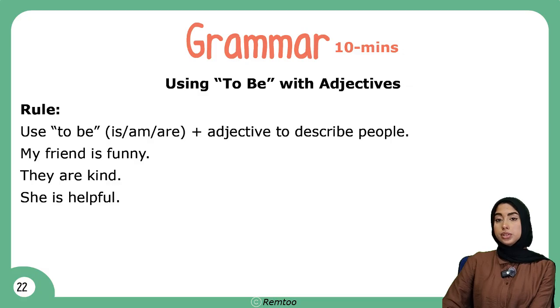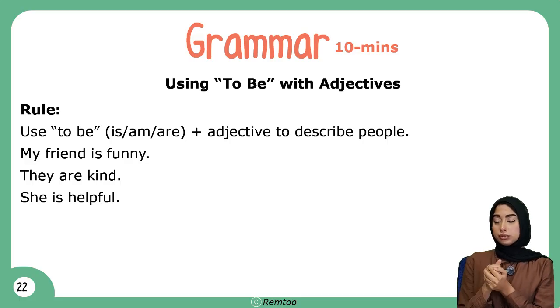Okay, so simply we have to use verb to be with the adjectives to describe people or your friends. So, use verb to be, am, is, are, of course, based on the subject or the person, plus adjective to describe people. For example, my friend is funny. They are kind. She is helpful.